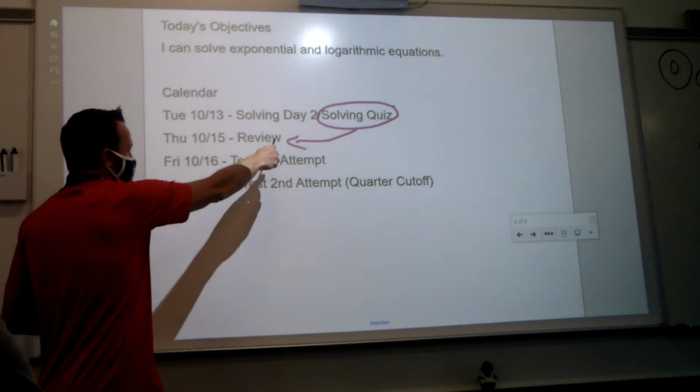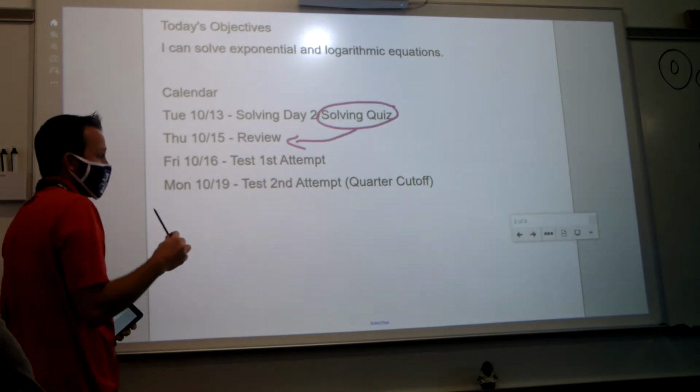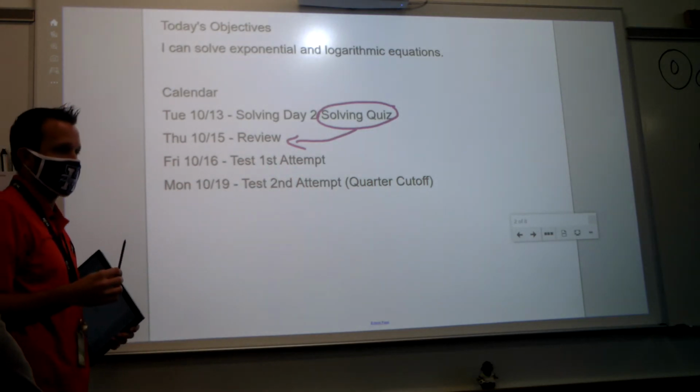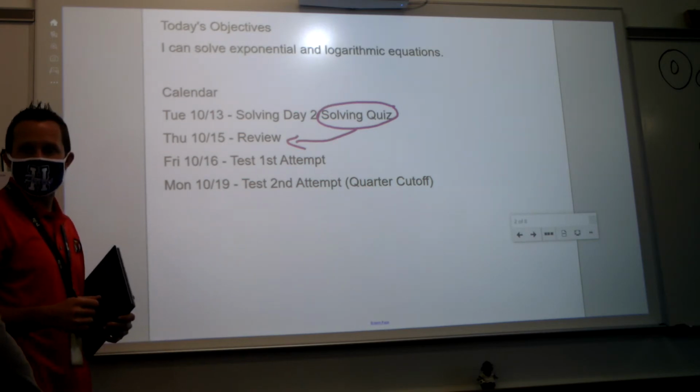After you review on Thursday, you're going to take your test the first time on Friday when you're at home. There's going to be 3 parts. You take all 3 at home. Now, what if you don't do so well on it the first time?